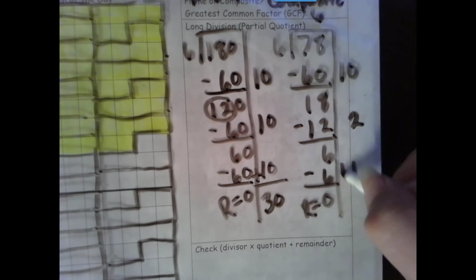Use what you know to get to your solution. You may be able to get there more quickly than I did, but use what you know and you'll get there eventually. 10, 11, 12, 13. Now we need to check. Divisor times quotient plus remainder.